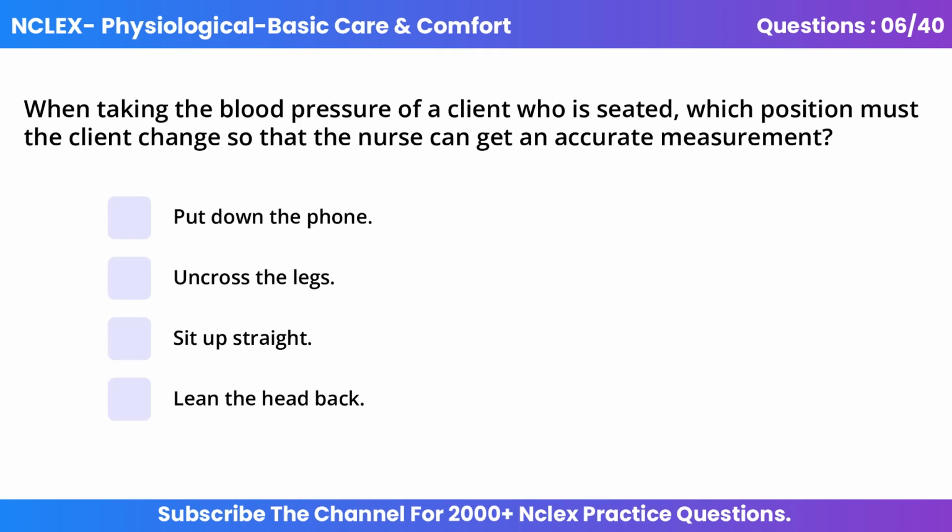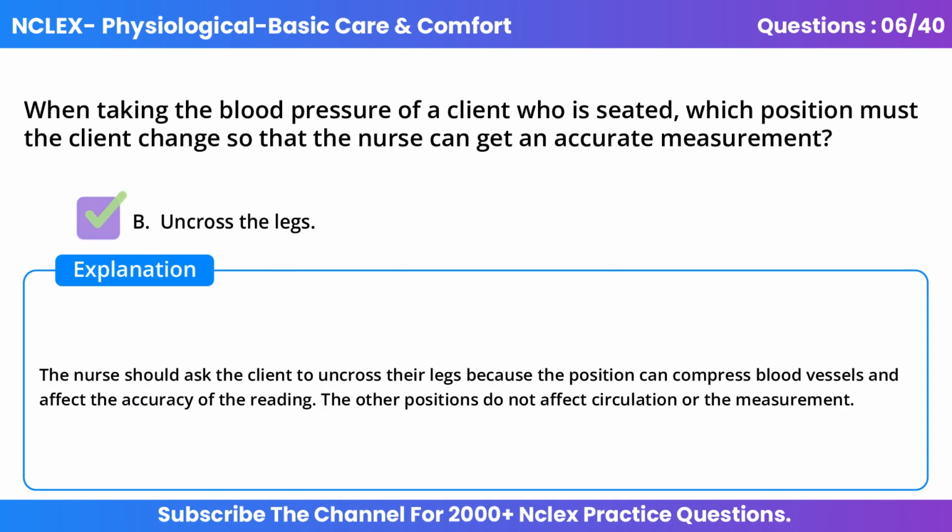Question 6. When taking the blood pressure of a client who is seated, which position must the client change so that the nurse can get an accurate measurement? B. Uncross the legs. The nurse should ask the client to uncross their legs because the position can compress blood vessels and affect the accuracy of the reading. The other positions do not affect circulation or the measurement.